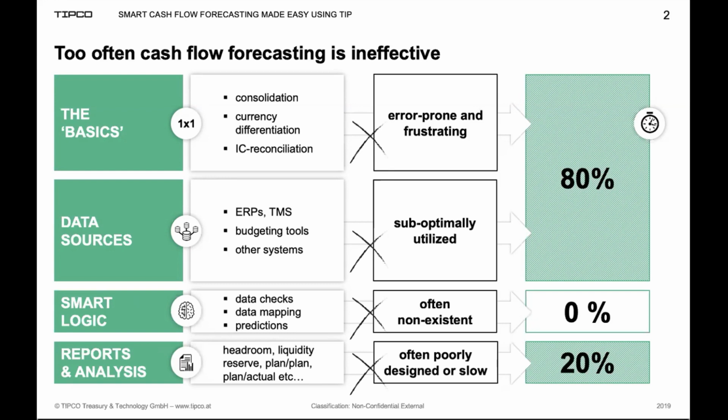And on top of that, everything that would be a nice to have, applying smart logic to the forecast, automated plausibility checks, mapping of information from the ERP to the cash flow forecast, predictions, predictive analytics, all of that is non-existent because there's also simply no time for that and no system assisting in that.